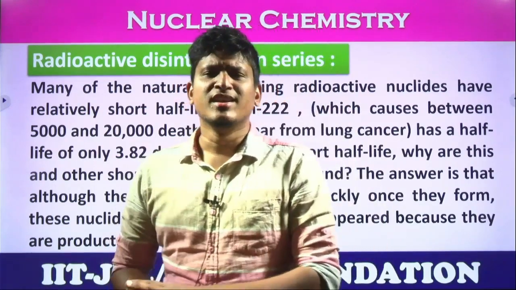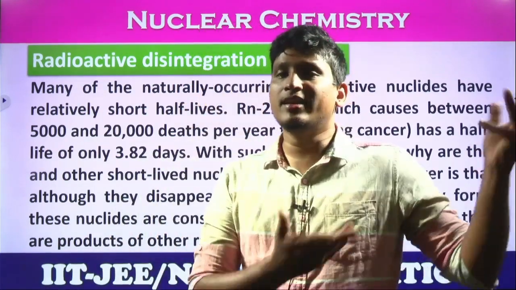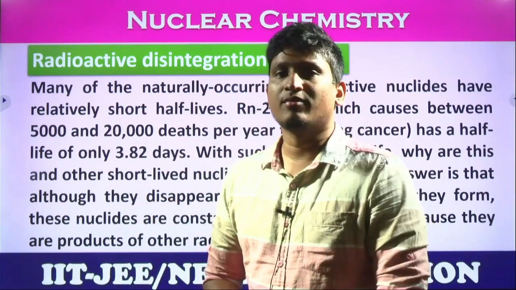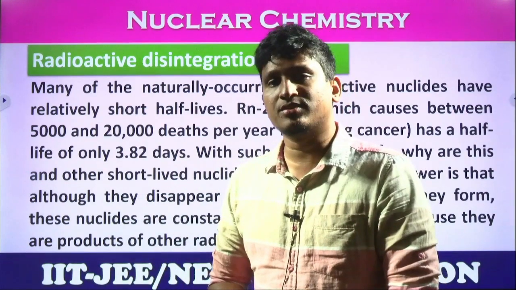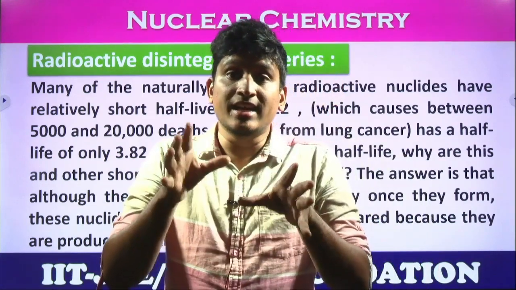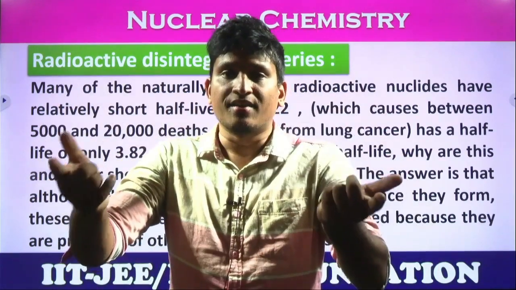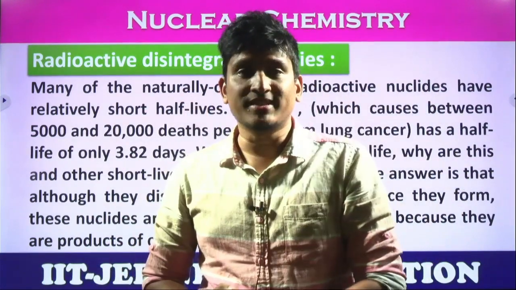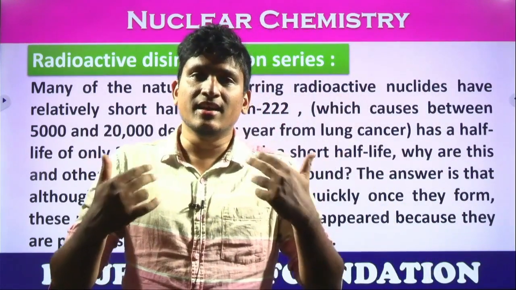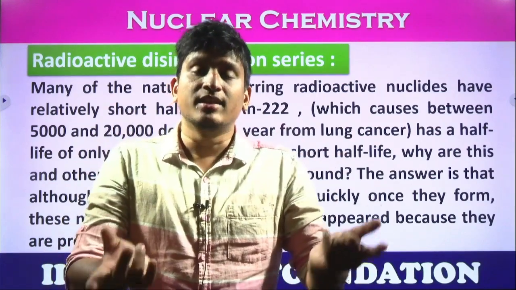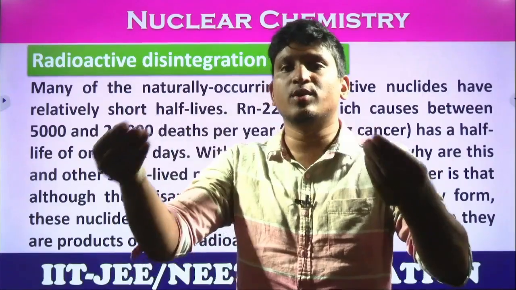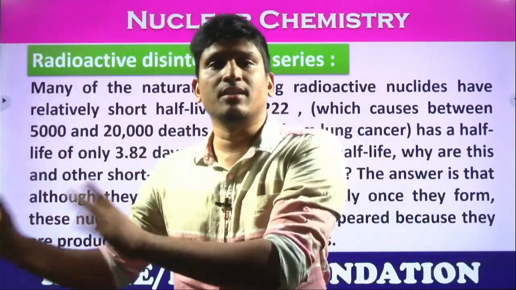3.82 days only. Sir, if it is only 3.82 days, and this earth has been here for billions of years, why is radon still there? Why are we being exposed to radon? The reason is, students, this radon is being reproduced by the radioactive decay of other isotopes. Understood? This radon is produced from the decay of other, higher isotopes, and then it again converts into another element.